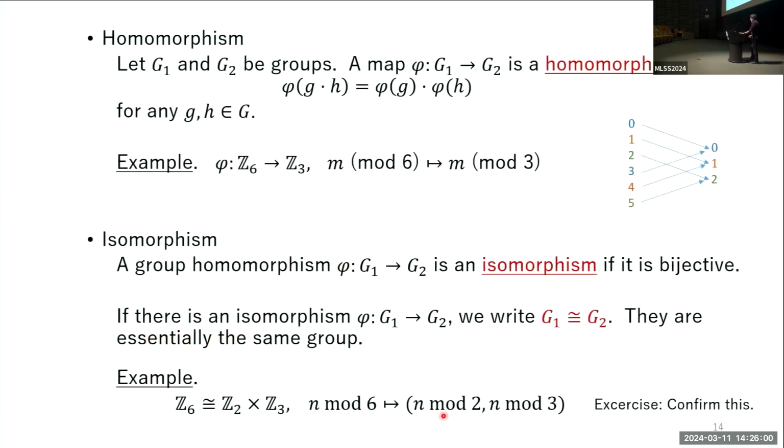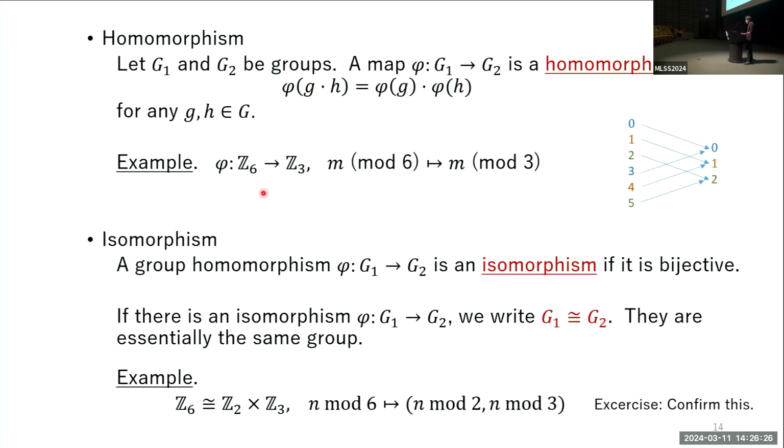Okay. Another notion is a mapping of groups. It is called a homomorphism of groups. Let's say that we have two groups and a mapping from G1 to G2. Then we call it a homomorphism if the group operation is maintained by this mapping phi.